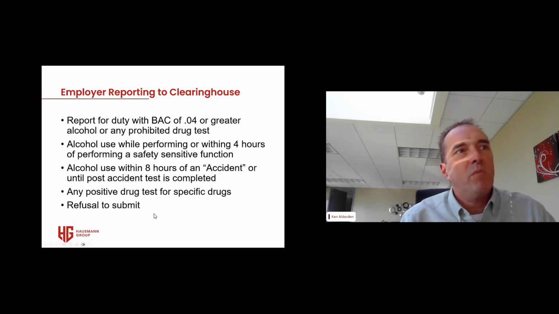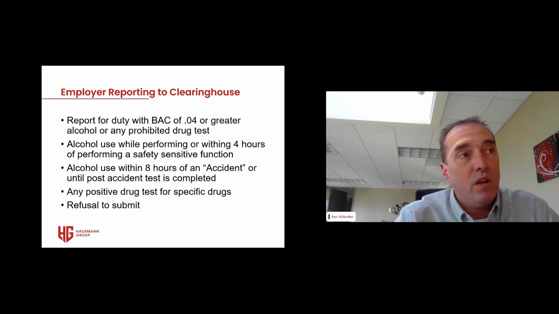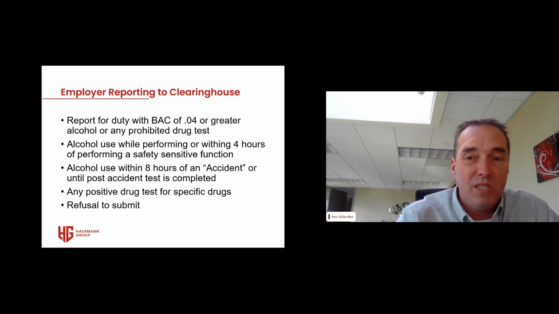There's also some requirements for employers to submit data to the clearinghouse. The positive drug test or alcohol test is one of those things that you may or may not have to do. If you're in a consortium, say with a Concentra, and Concentra says we will submit our data to the clearinghouse, as long as there's an agreement and you can verify that was done, you don't necessarily specifically have to do that.